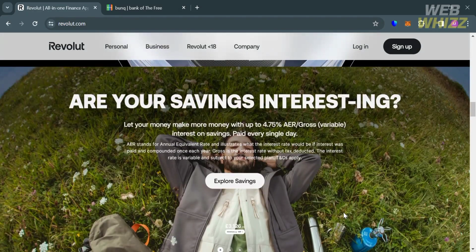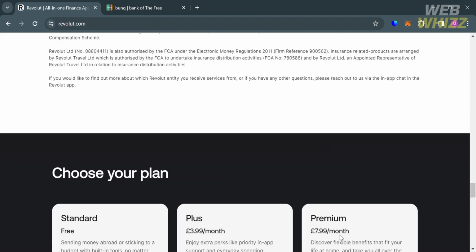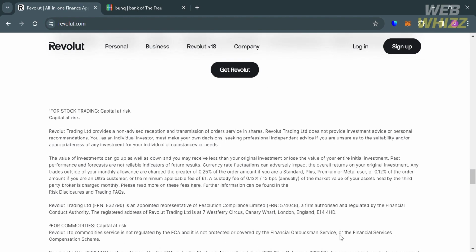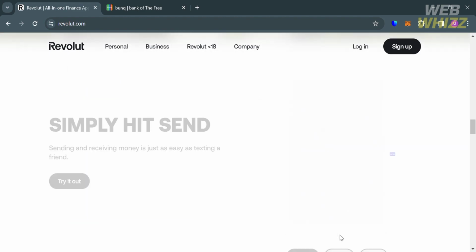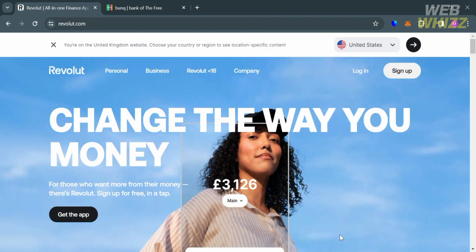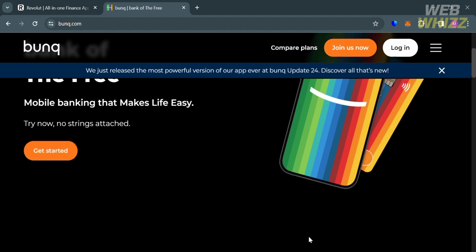as a savings account. And also in terms of investment, it allows users to trade stocks, cryptocurrencies, commodities, and also ETFs. While for the extra features, Revolut offers travel and medical insurance, perks and rewards, money management tools, and disposable virtual cards.